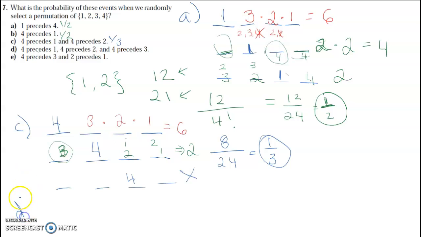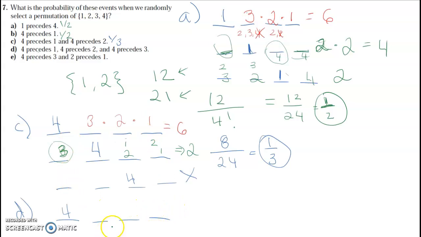All right, let's go ahead and think about D. So D is a case where 4 needs to precede all the numbers 1, 2, and 3. So it can only be on the first place. And it doesn't really matter what the orders are for the remaining numbers of 1, 2, and 3.